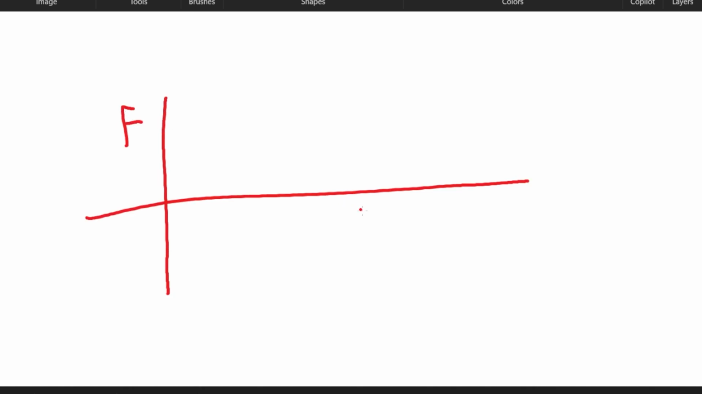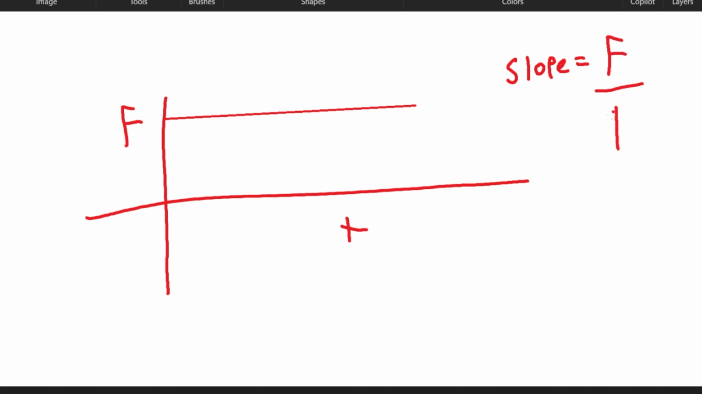So let's graph something. This will be force, and this is time. And if force is constant, this is what the graph looks like: a straight line. And we could get the slope of this, which would be the rise over run, and the rise here would be force, and it would be over time. So the slope would be equal to force over time. But that doesn't really tell us anything at all.